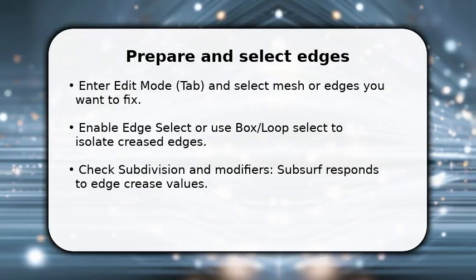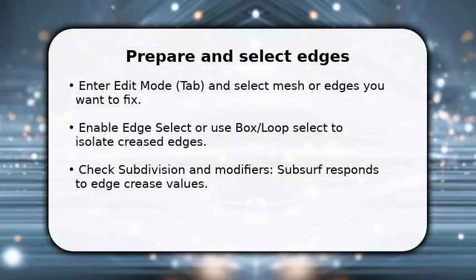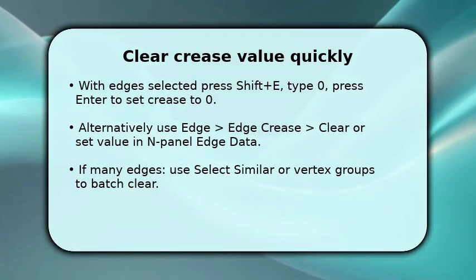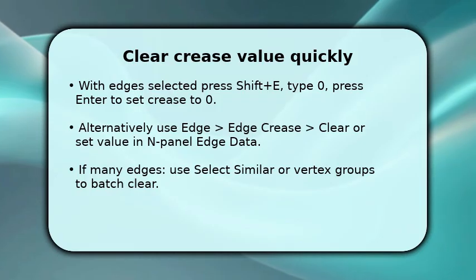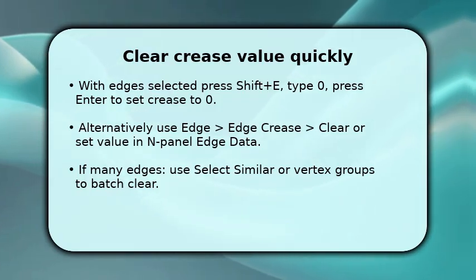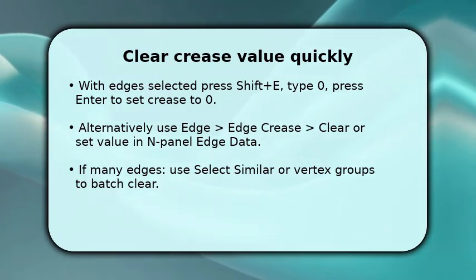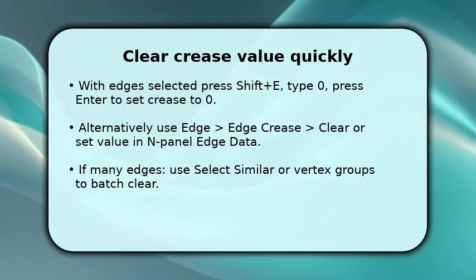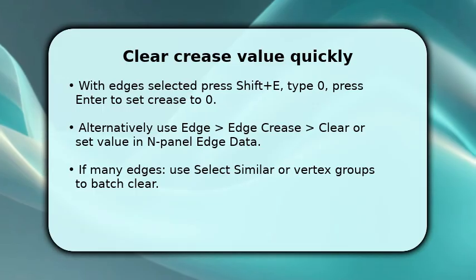Then move straight to clearing the crease value so the shading updates predictably. Once your edges are isolated, clear the crease with Shift+E, type 0, and hit Enter. That sets the edge crease to 0 and removes the weighting that subsurf respects. If you prefer menus, go Edge, Crease Clear, or open the N panel, Edge Data, and set the crease field to 0.